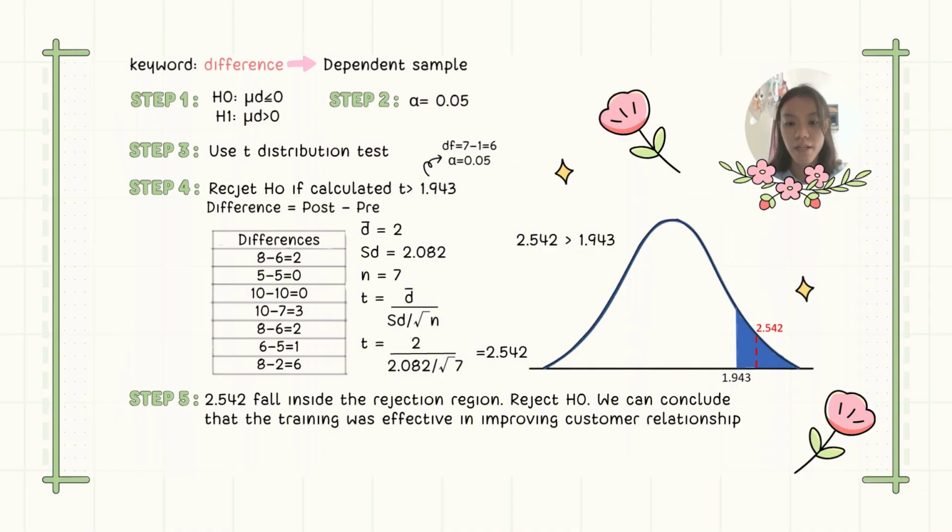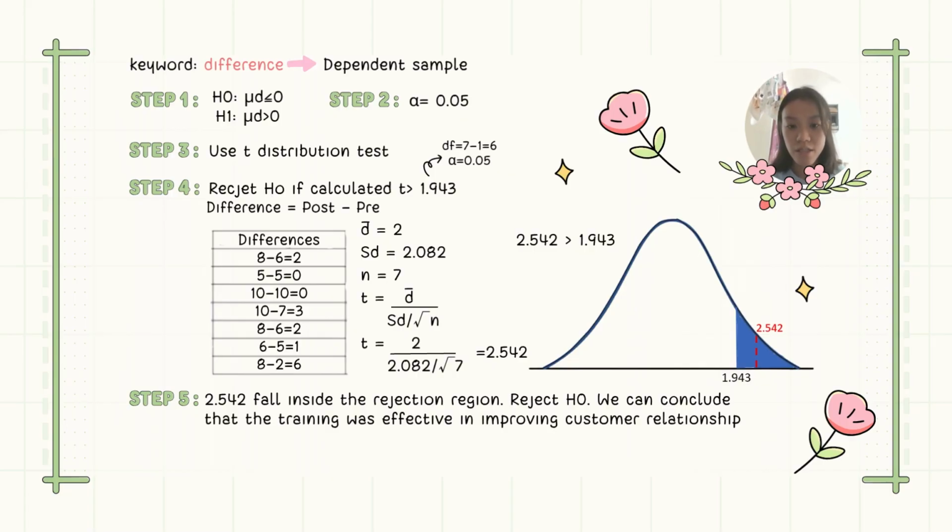So we can find the critical t first. To find the critical t, we need to look at the t table, using the degrees of freedom and also the alpha. Our degrees of freedom is equal to n minus 1, so 7 minus 1 is equal to 6, and our alpha is equal to 0.05. So it will be 1.943 for our critical t.